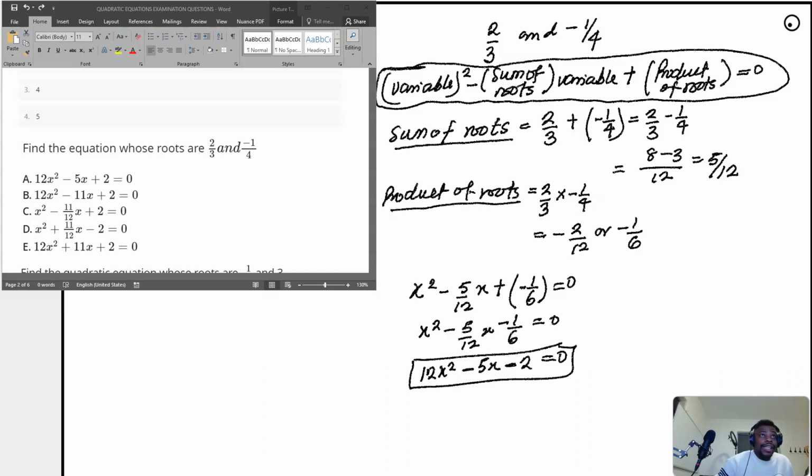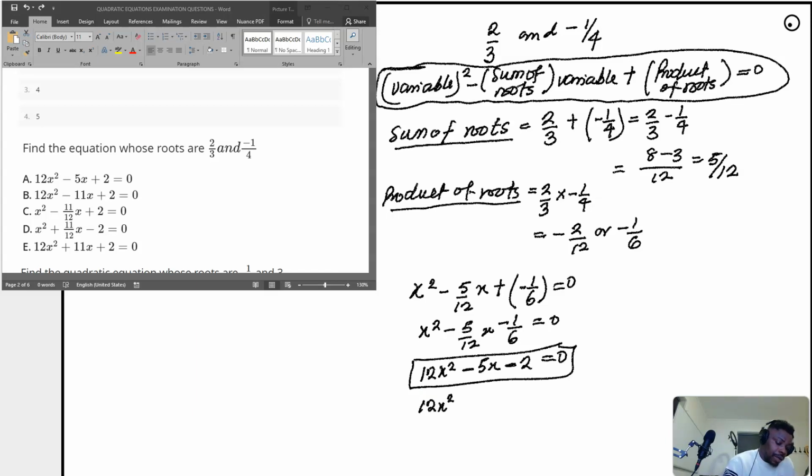So our option here is option A. No, not A. We can't pick any option here because we have minus minus, and as far as I see here, we don't have any minus minus anywhere. So I'm not going to pick any answer here, because it's not in the options, but we can confirm that we are correct. So to confirm, let's factorize this.